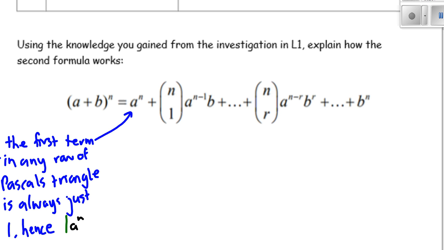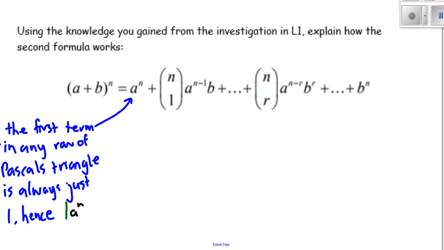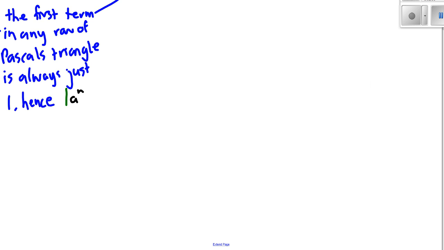And any row? Row. Yeah, that's right. Does look like raw. The first term in any row of Pascal's triangle is always just 1. Hence why they just write it as a to the n. They don't bother writing the brackets n 0. So you can say, no need to write n 0.